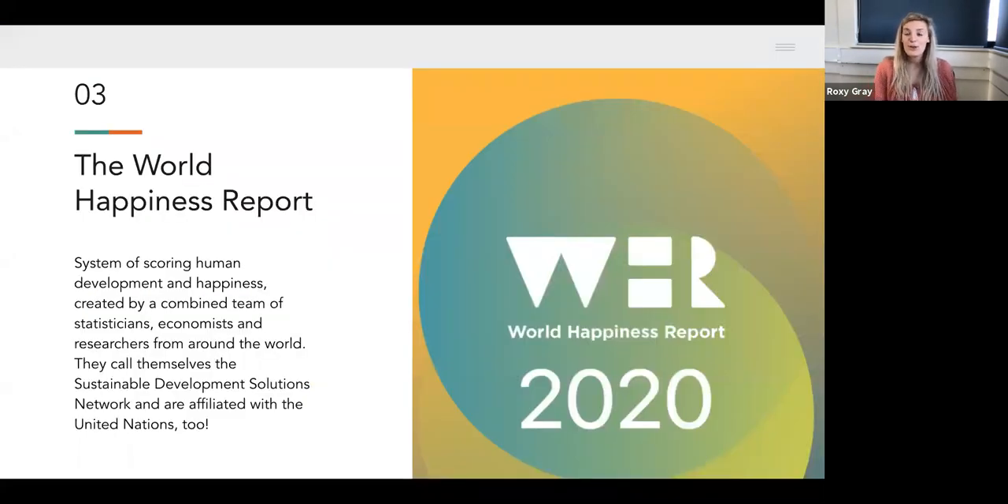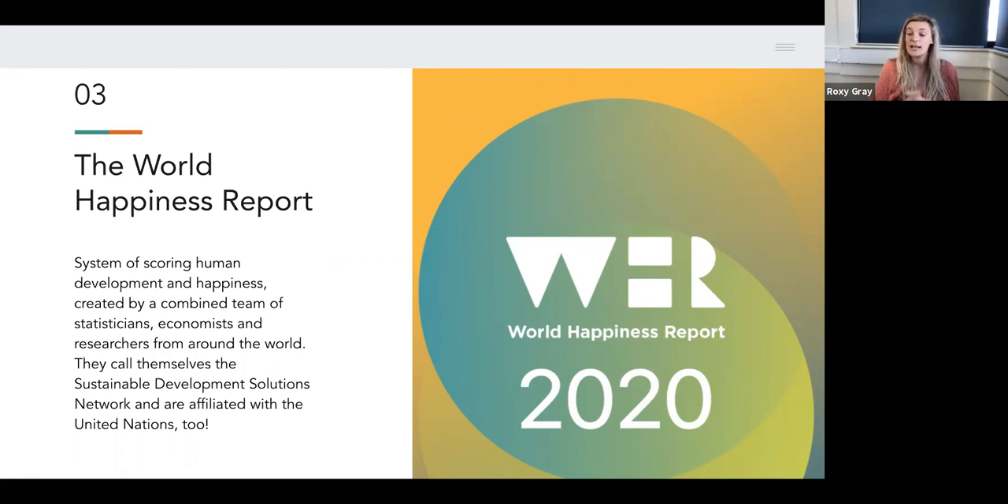Let's move on to the third data source that geographers might use, again, to infer what human well-being is like around the world. And this one is called the World Happiness Report. Basically, it's, again, the team of researchers that call themselves the Sustainable Development Solutions Network, also affiliated with the United Nations, which is the same organization that's putting out the HDI score as part of their annual report. So this is a second report that deals with similar content, but you'll see that the methodology, the way that they actually gather the data, is quite different.